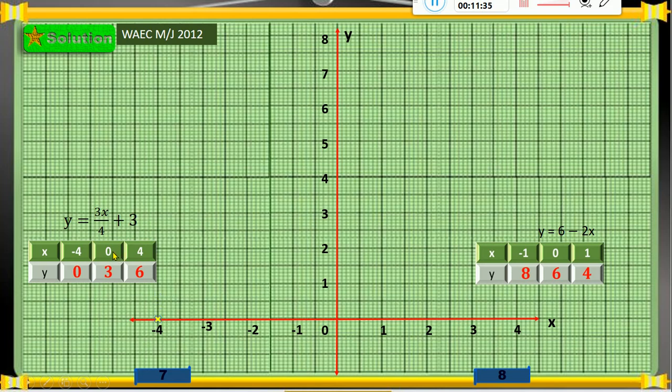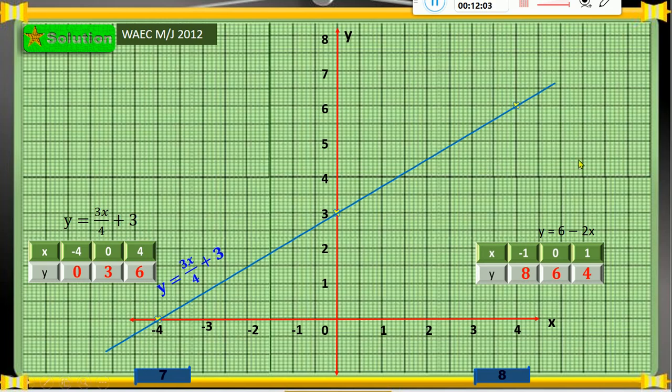The next, when x is 0, y is 3. So x is 0 here, y is 3. So we plot the point at that. And when x is 4, y is 6. x is 4 here, y is 6. We plot the point at that point. So we join these points with a straight line. That gives us the graph of y is equal to 3x over 4 plus 3.